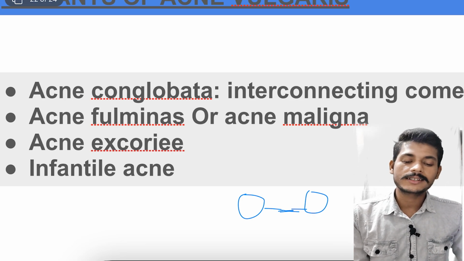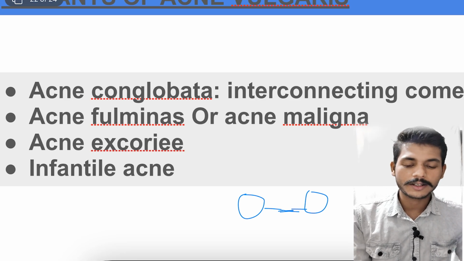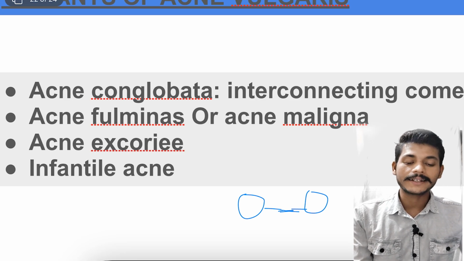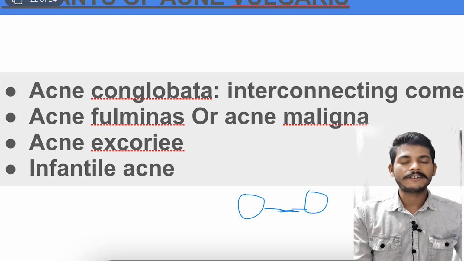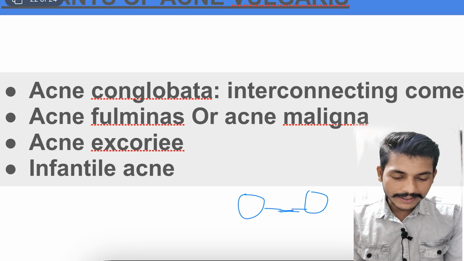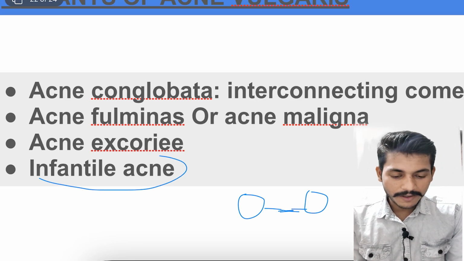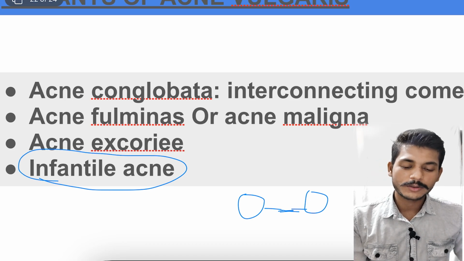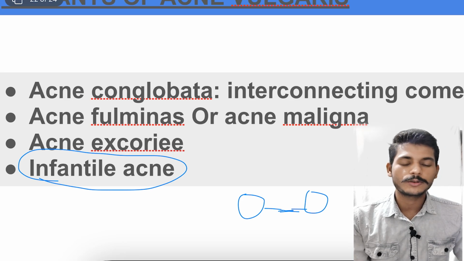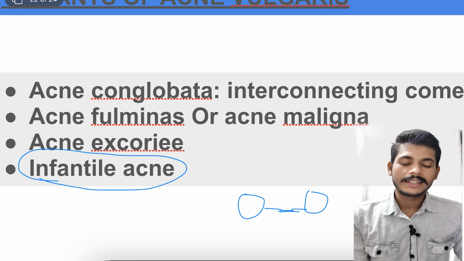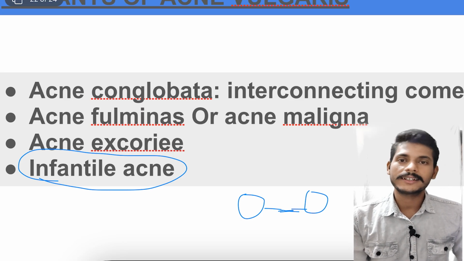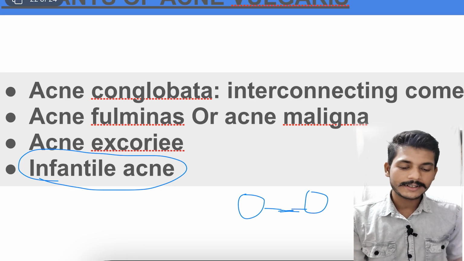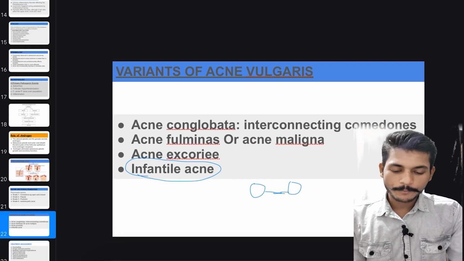Then there are other conditions called acne fulminans, acne excoriée, and then infantile acne. Now, generally acne development is related to puberty, but in infants, during delivery, poor sanitation can cause acne in infants also. So these are certain variants of acne.